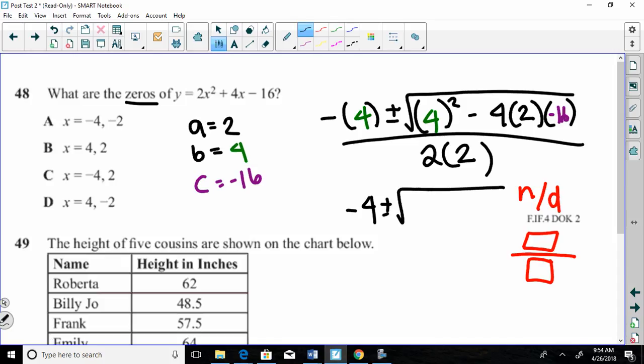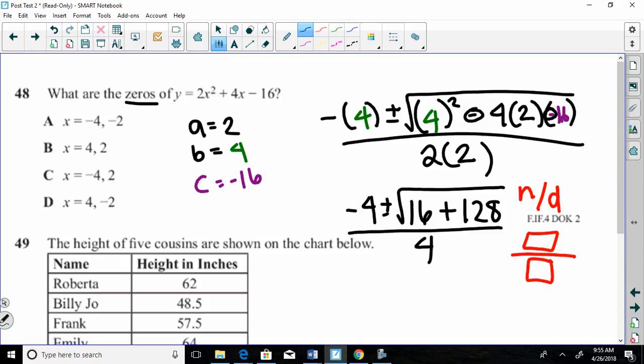What's 4 squared? 16. And what's a negative and a negative make? Plus. What's 16 times 2? Times 4. What do you end up getting? 32 and then times 4. 128. All over.